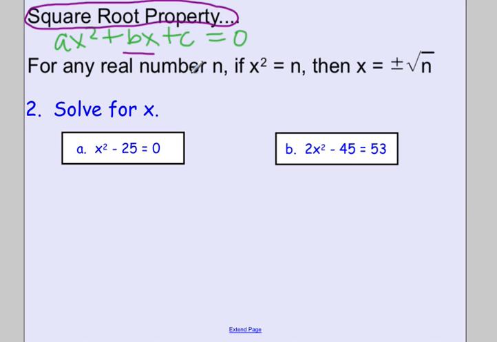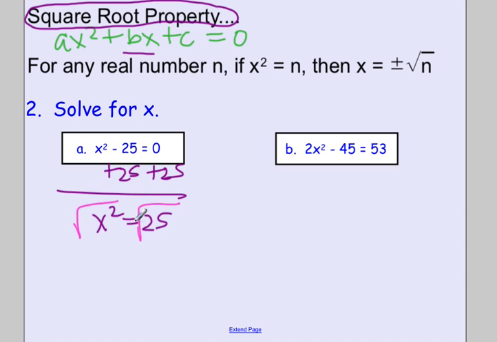Okay, so this is another way to solve quadratic equations. So I look at A. I know there's an x squared and I know there's a number, but there's nothing with an x. So I can add 25 to both sides. I have x squared is equal to 25. And now, if I want to get x by itself, take the square root on both sides.